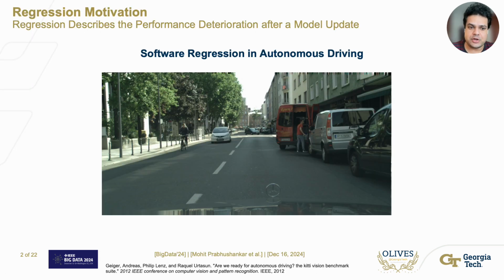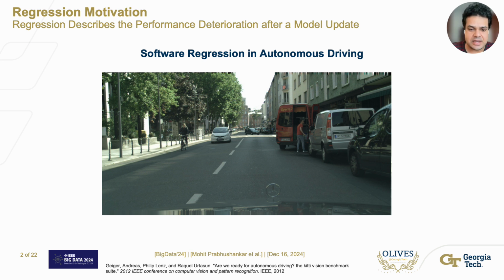Let's start with something called regression. Regression has a number of definitions in different fields, and the one that we are interested in this particular paper is something called software regression. In this slide and over the course of the next couple of slides, we'll motivate the idea of software regression in the application of autonomous driving.